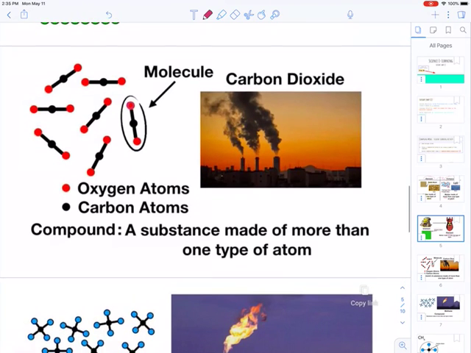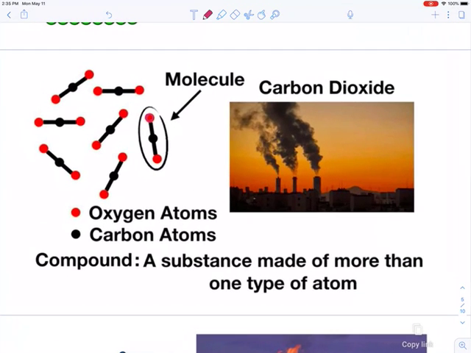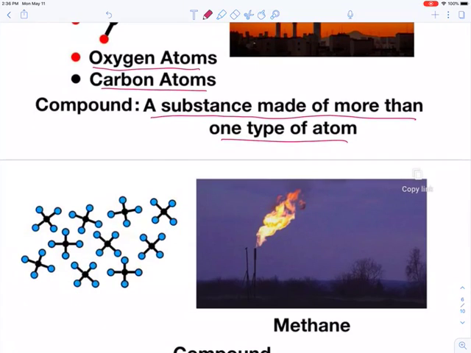Here is a compound, and you can see that this is a compound because the substance is made of more than one type of atom. I know that I have oxygen atoms and carbon atoms. There are 2 oxygen atoms and 1 carbon atom to make up this molecule of carbon dioxide.